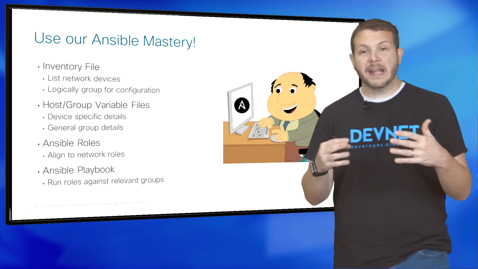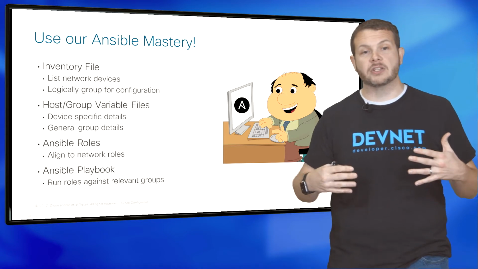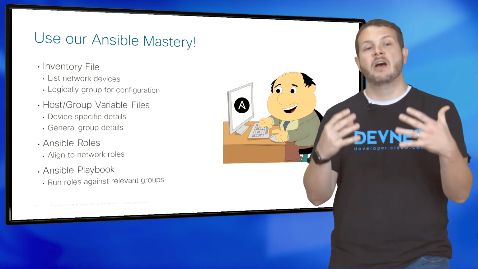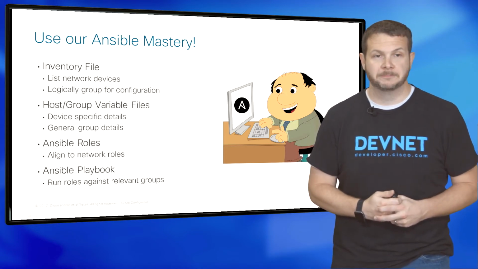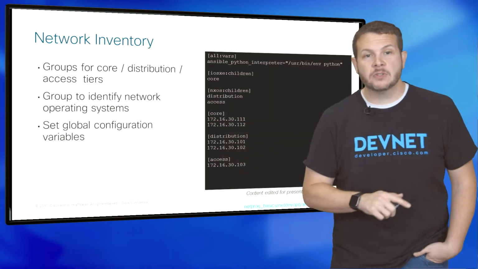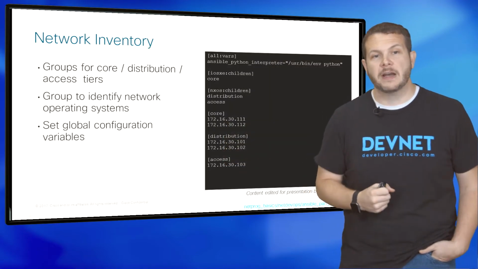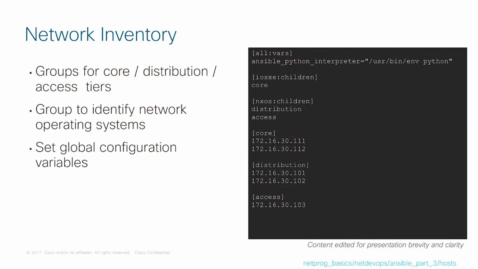And then finally, our Ansible playbook will provide our orchestration to deploy the entire network intent across the entire environment. So starting out with our inventory file, here we can see the inventory file we'll use. I have groups in there for core, distribution, and access, as well as groups that identify specific network operating systems when I have configuration or preparation information that applies specifically to all devices of a particular OS.